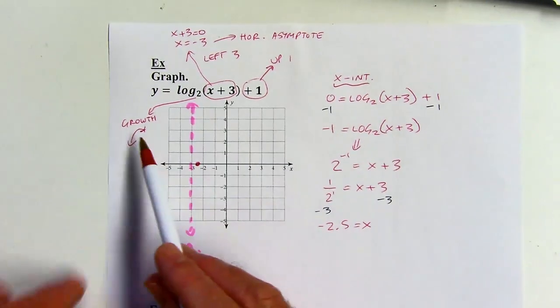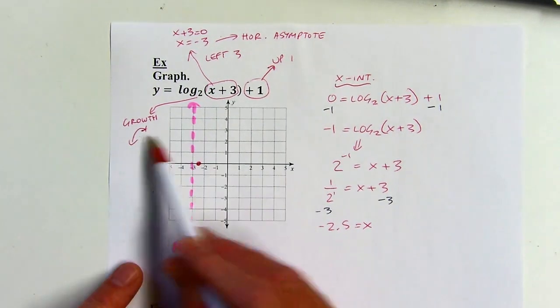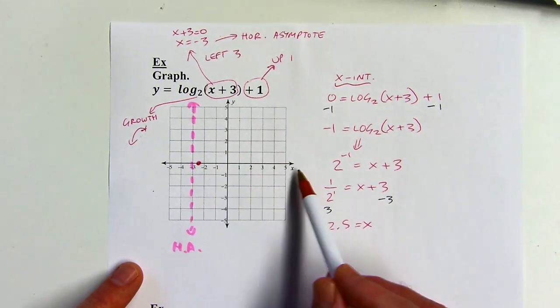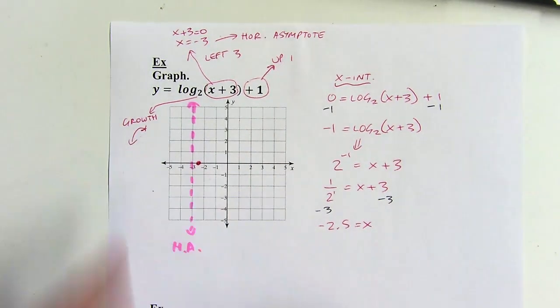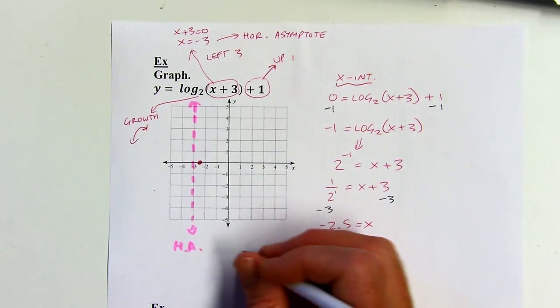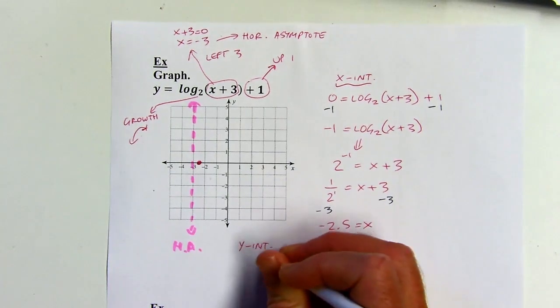So I'm expecting, since I have this shape, that my y-intercept is going to be somewhere up here, right, above the x-axis. If it's down here, then it would look like decay. So let's see what happens here. Let's find the y-intercept by plugging in 0 for x.